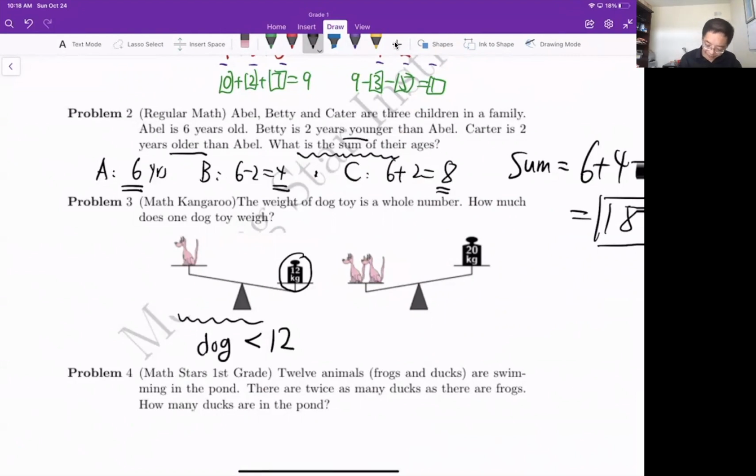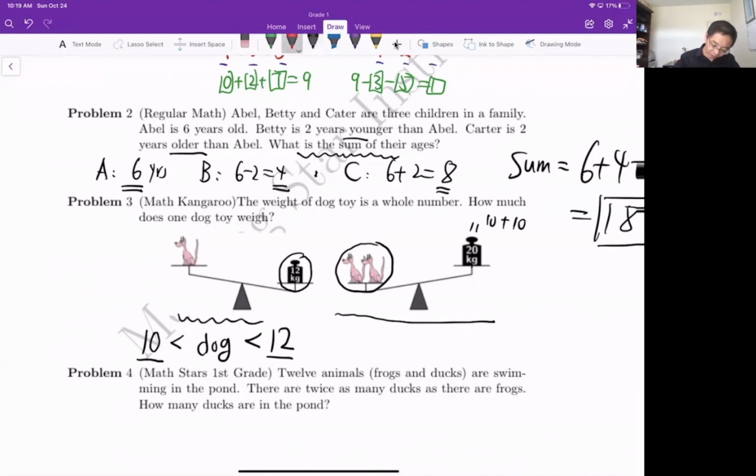Now, if you look at the other side, 2 dogs put together is heavier than 20. If you split 20, it's 10 plus 10. But if 2 dogs put together are heavier, what does this mean? That tells us the dog has to be heavier than 10, right? Because if it's 10, 10 plus 10 is 20, and it cannot be heavier than 20. So one dog has to be greater than 10. Now, it's something between 10 and 12.